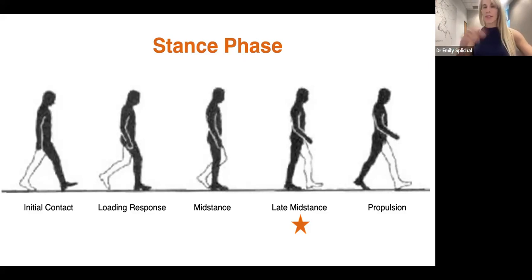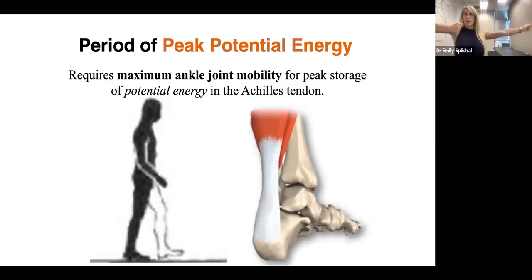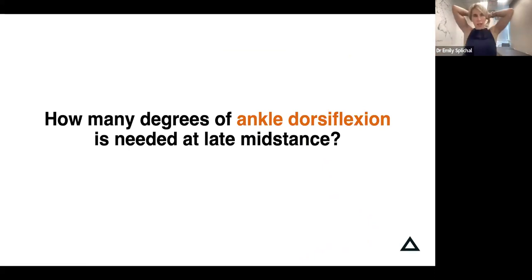Okay. All right. Time to go forward. Here we go. Late mid stance. So this is going to be, I'm pulling the bow and arrow back, right? Your heel is behind you. Your heel is on the floor and you are stretching your Achilles tendon. This is the period of peak potential energy. Okay. Peak potential energy. Now, in order to get peak potential energy, you have to have optimal ankle dorsiflexion.